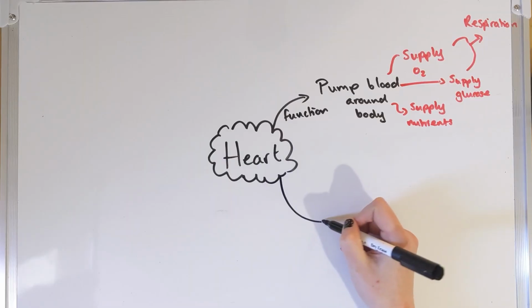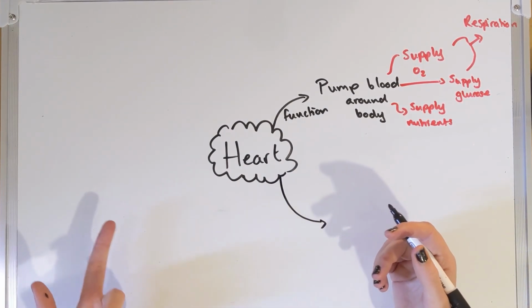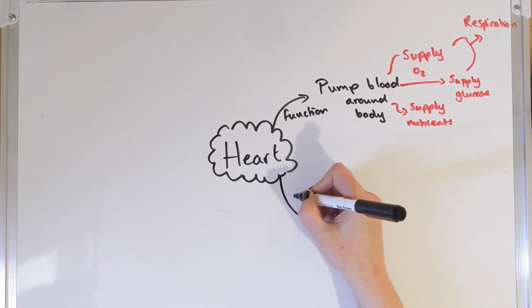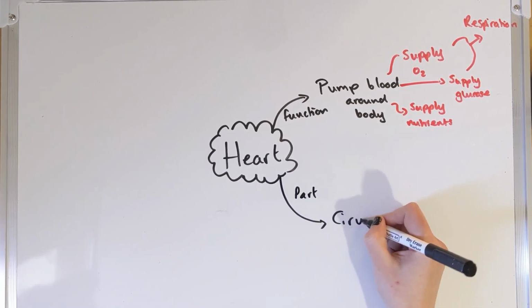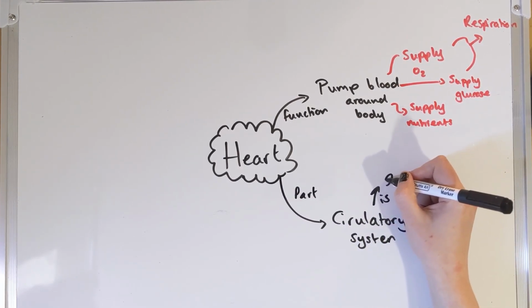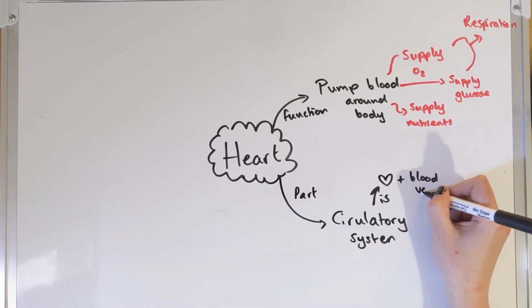So that's the function. Now, circulatory systems are just all the different parts put together, the heart and all the blood vessels, that its sole job is to get that blood around your body to your cells for respiration. So your heart is part of a circulatory system, which is your heart and your blood vessels. We'll talk about blood vessels in their own lesson.